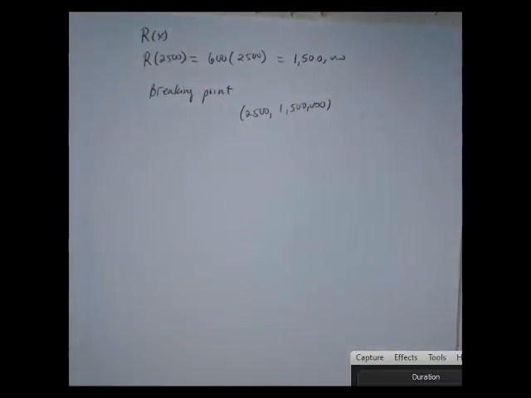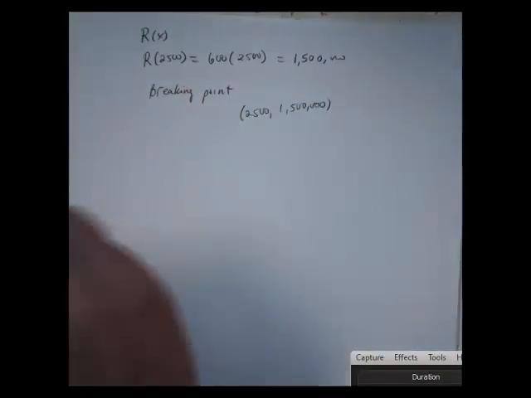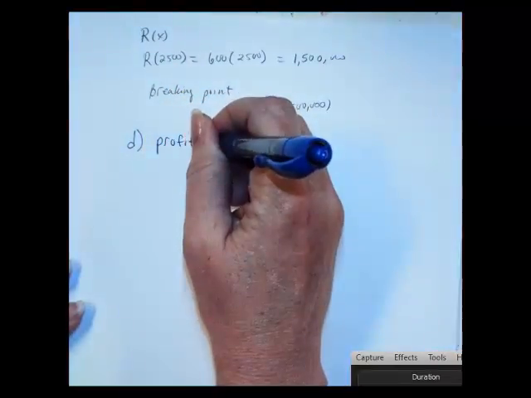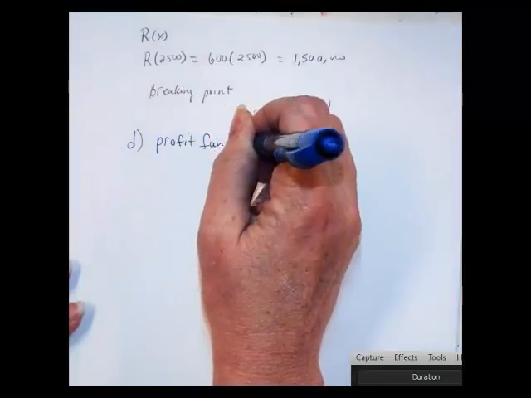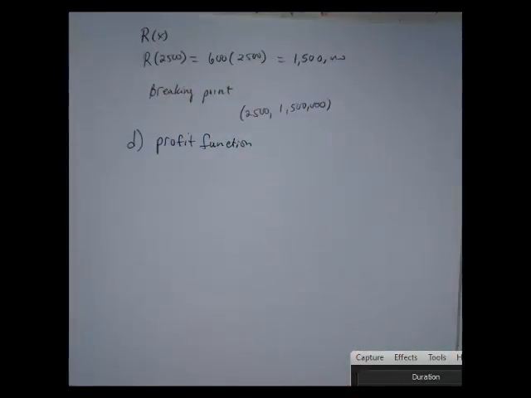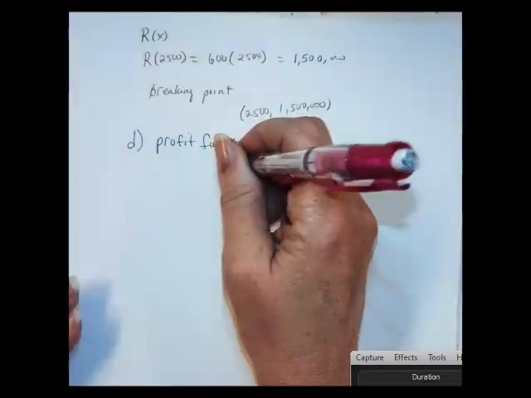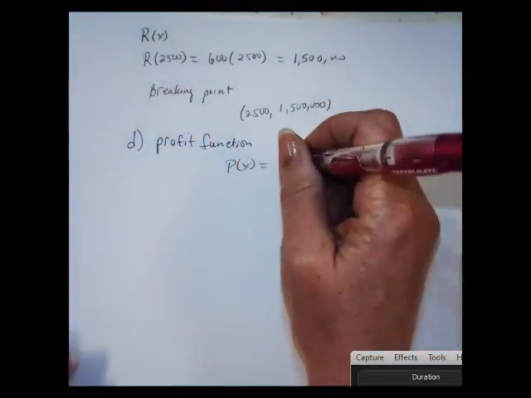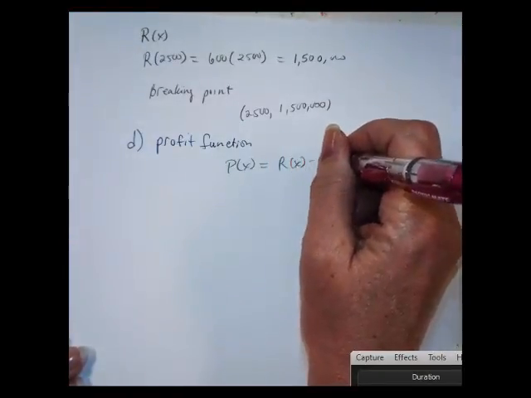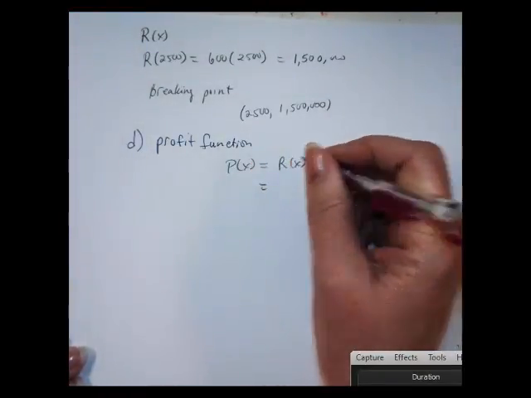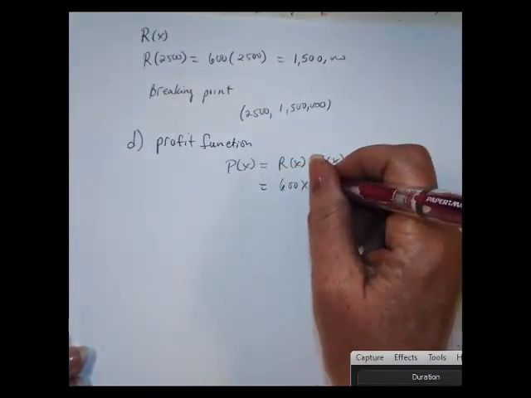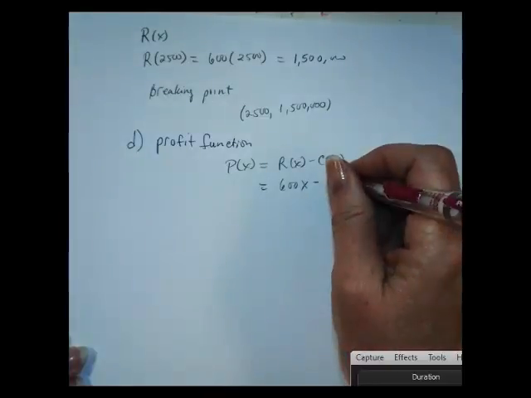The last part we're going to do is called the profit function. So part D is the profit function. The profit function is our P of X. So this will get us P of X is equal to R of X minus C of X. So R of X was 600X minus C of X, which was 500,000 plus 400X.